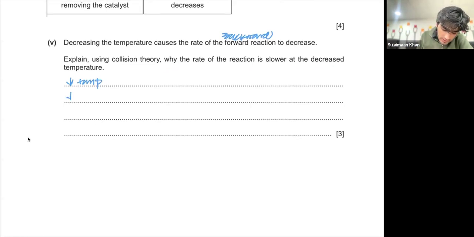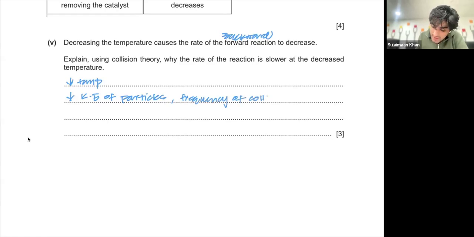Because decreasing the temperature means there's a decrease in kinetic energy of particles. What happens to the particles? Which would result in a decrease in kinetic energy of particles, therefore the frequency of collisions decreases. But see, it's a 3-mark question.